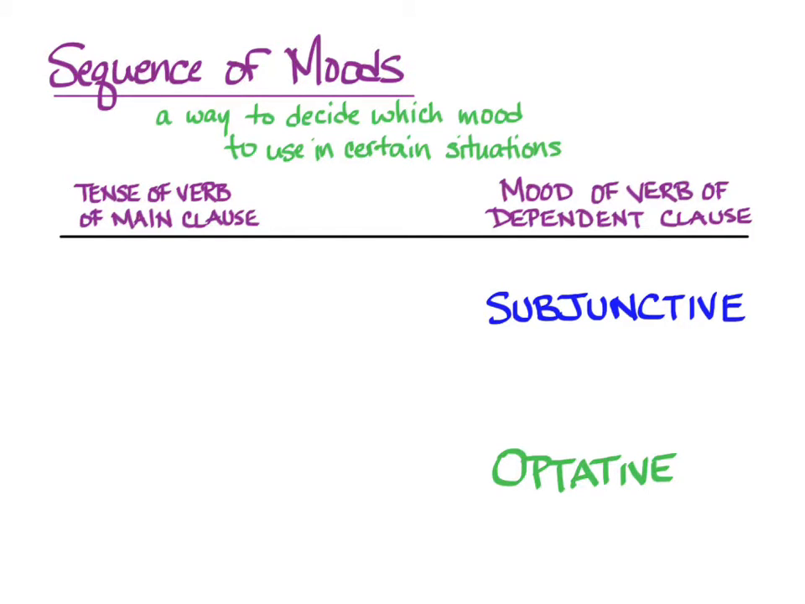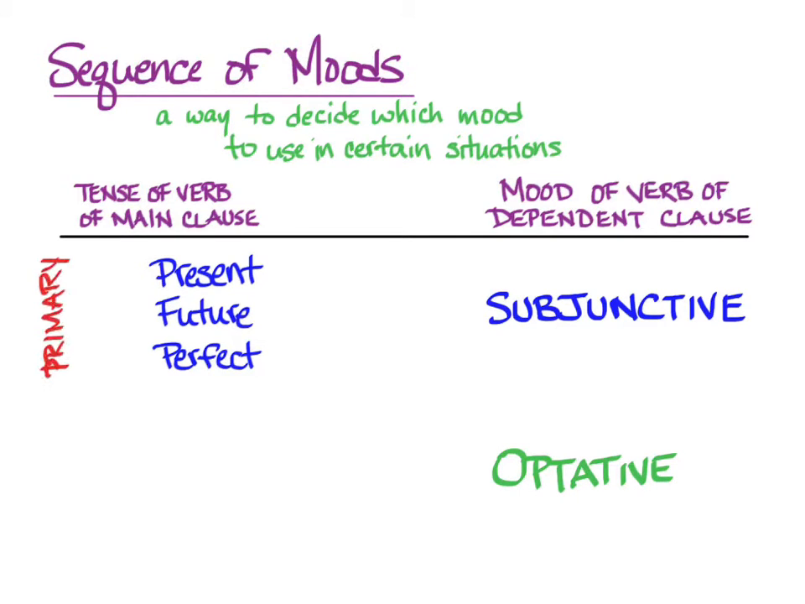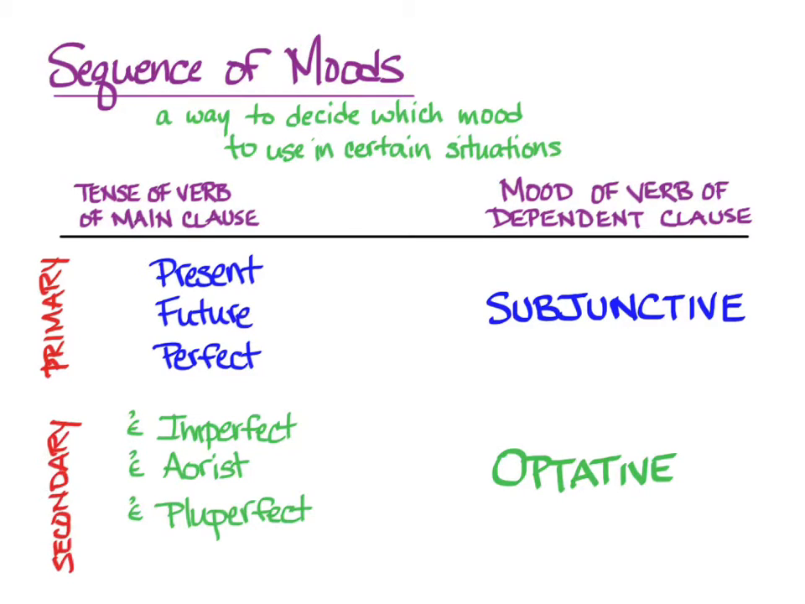If the main verb is present or future or perfect, the sentence is said to be in primary sequence. If the main verb is imperfect, aorist, or pluperfect, all the tenses that are in past time and take the past indicative augment, we are said to be in secondary sequence.